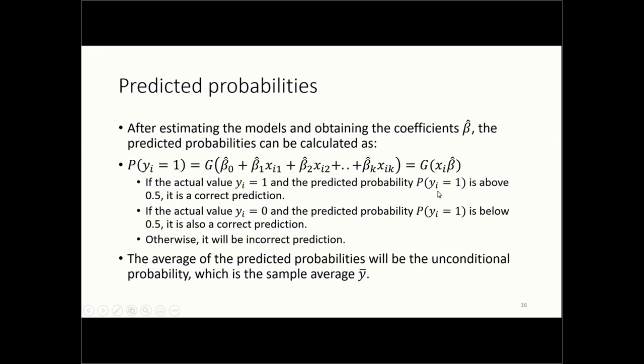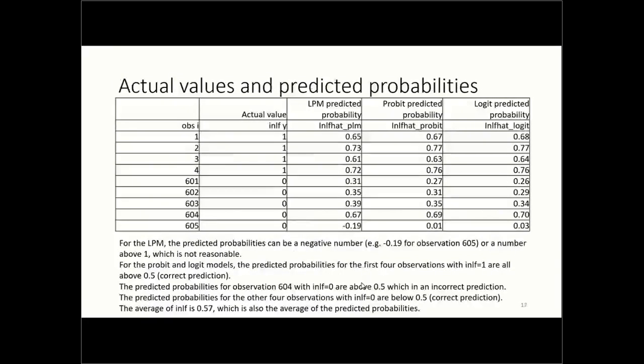Now, if the actual value is equal to 1 and the predicted probability of y equals 1 is above 0.5, that would be a correct prediction. If the actual value y is equal to 0 and the predicted probability of y equals 1 is below 0.5, that's also going to be a correct prediction, because we have the actual value being 0 and we're giving it a very low probability that it's going to be a 1. Otherwise, these are going to be incorrect predictions. And the average of these predicted probabilities will be the unconditional probability, which is the sample average, y bar.